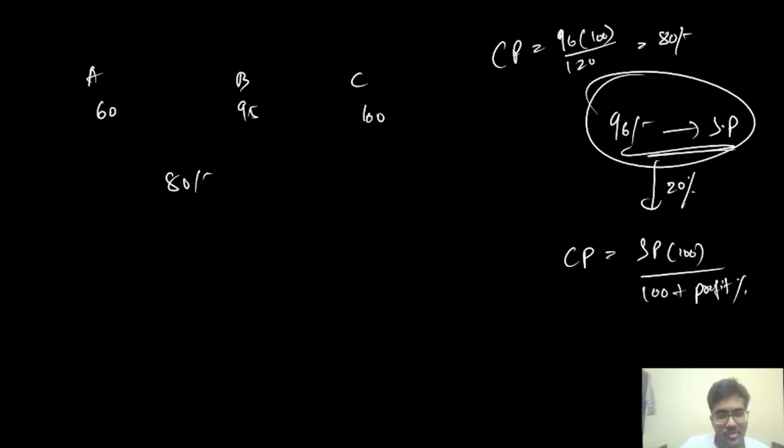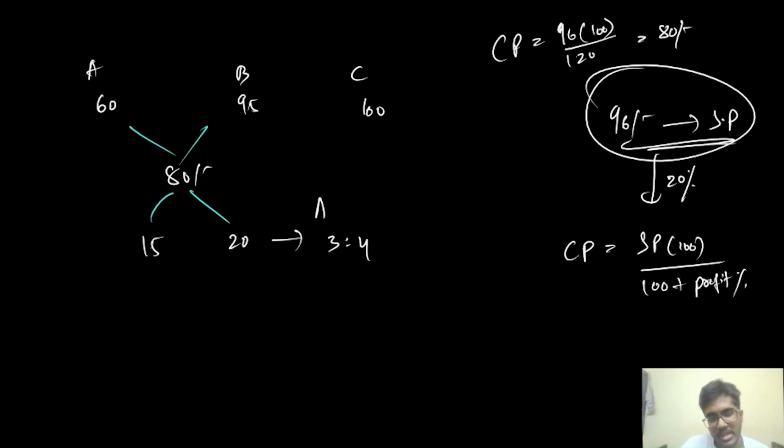And if you take the difference now, what would be the difference? You get here 15 and here 20. So this ratio is basically 3:4. Now that is done, we have got the first ratio, that is A is to B. And can we put 80 between B and C? No, B value is 95, C value is 100, so you cannot place 80 between them. But you can place 80 between A and C.